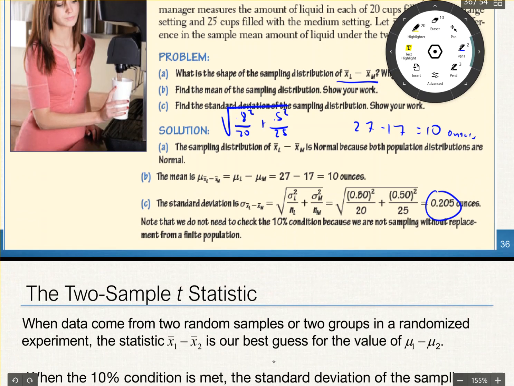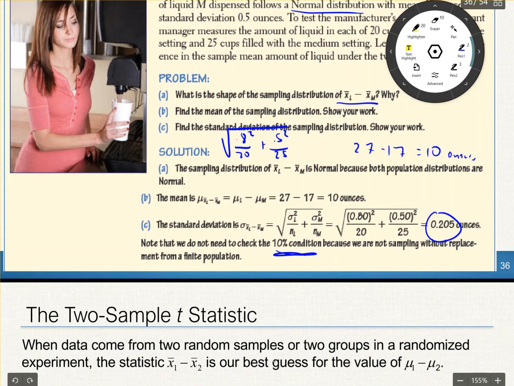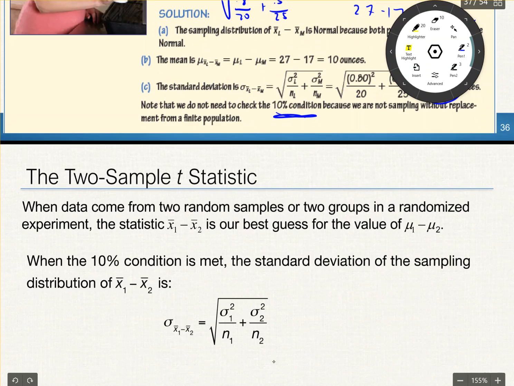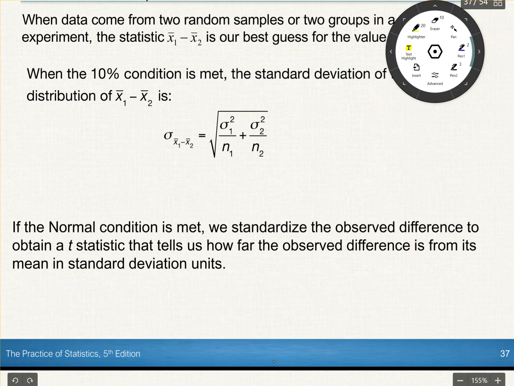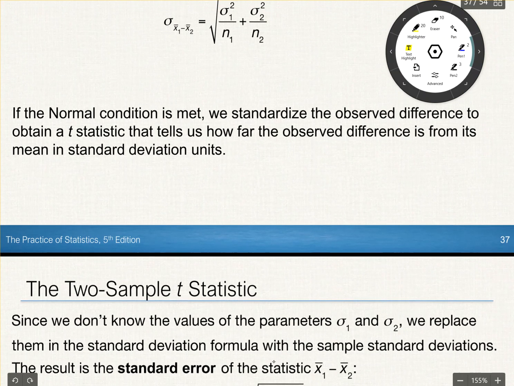And again, normally to use the standard deviation formula, we'd have to check the 10% condition, but we don't have to worry about that because we're not sampling without replacement. So now we're going to use our t-distribution like we've done in the past.